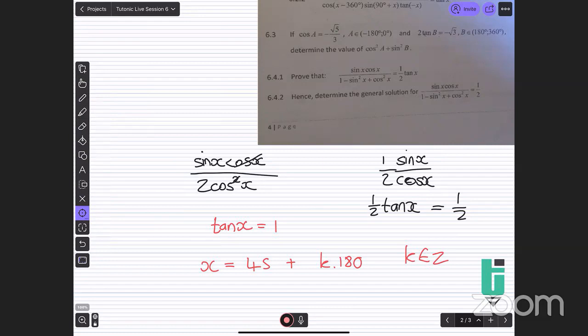You just said 45 plus 180k. So what if you make k 1? What does that mean? It's going to be 45 plus 180. But isn't 180 plus theta the third quadrant? Yeah. So therefore there's no need. This formula that you've created includes the third quadrant. So with tan you only need one of them.